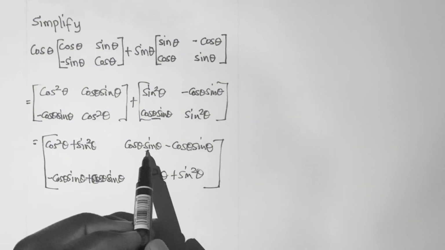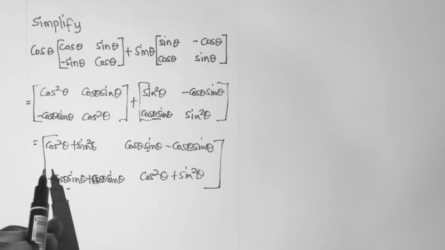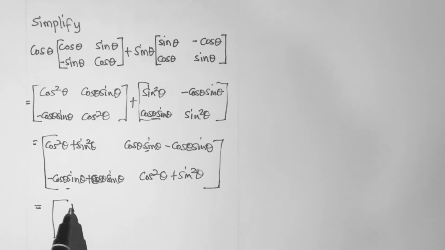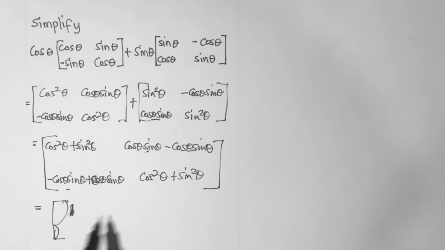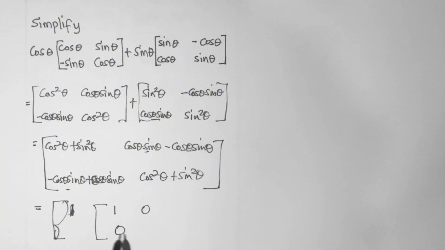So you can see that here it goes to 0 and then this part too goes to 0. So this is equal to, however, we know that cos squared theta plus sin squared theta is 1. So here is 1, 1, sorry, let me cancel this. So this is 1, 0, 0, 1.